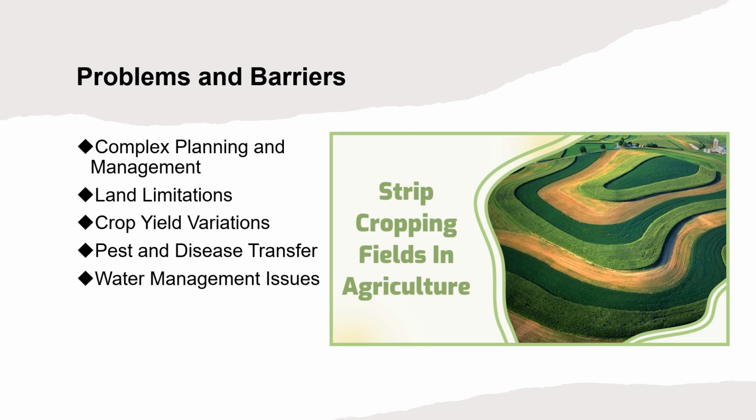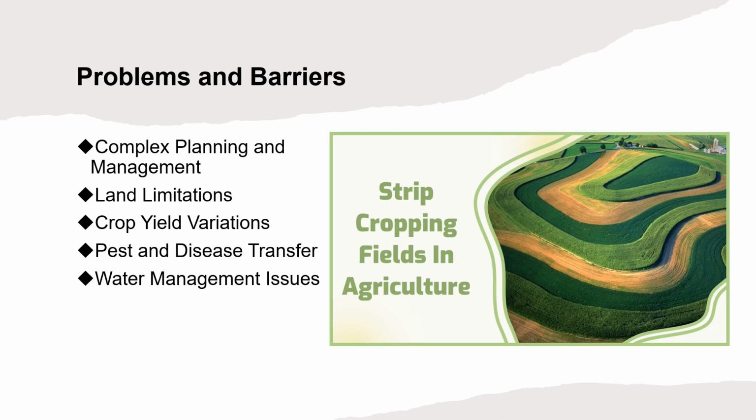Land limitations. It is not suitable for all types of land, particularly those with steep slopes or irregular shapes, where strip cropping may not be feasible or effective. The efficiency of strip cropping can be reduced in regions with minimal slope or in areas prone to high winds that blow across the strips.